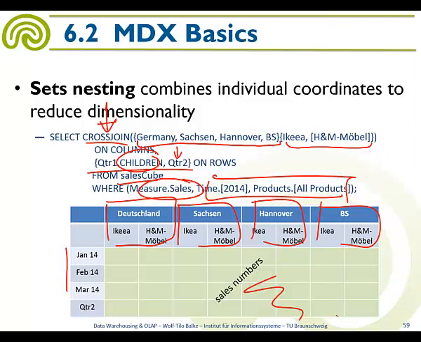Then you can decide which one should be rows, which one should be columns, right? Where should the data come from, and what data in terms of the measures and in terms of restrictions on that data should be shown. Okay, this is the basic feeling of MDX.